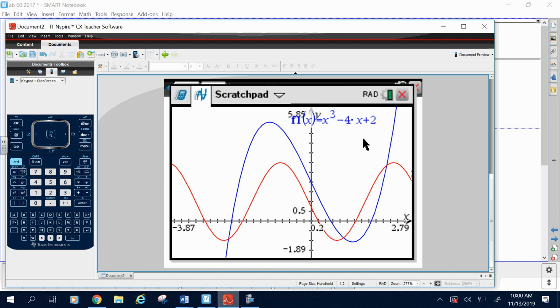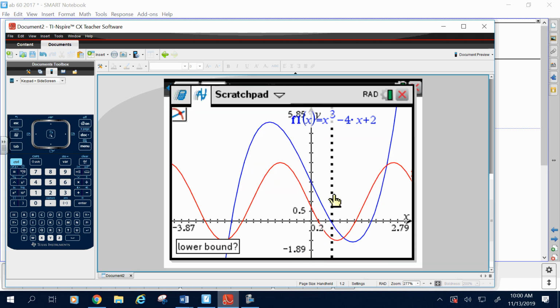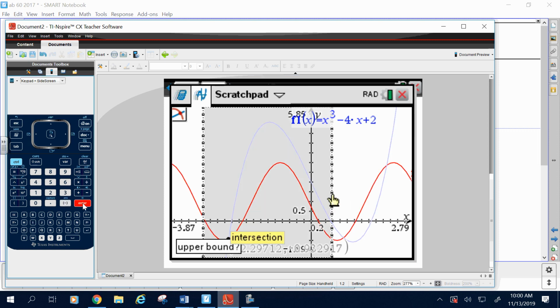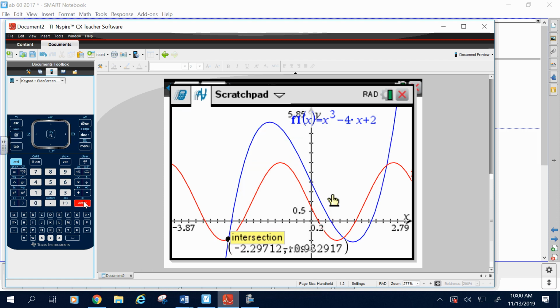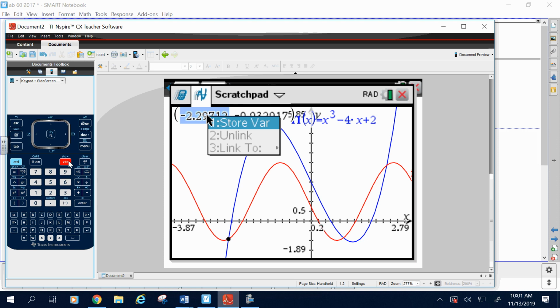So intersection. No, you definitely have to zoom in. You guys have to zoom in. At first intersection, x is negative 2.29 something. Store it to A. You have negative 2.29 to the leftmost. Yep.